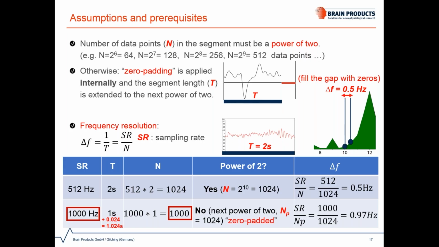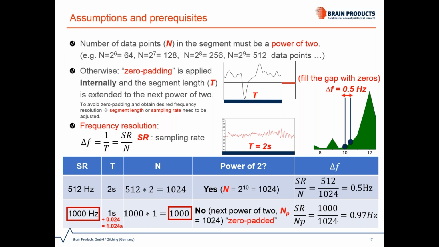So the important message here is that you may need to adjust either the sampling rate or the segment length prior to applying FFT in order to avoid the need of internal zero padding and also to achieve your desired maximum frequency resolution.